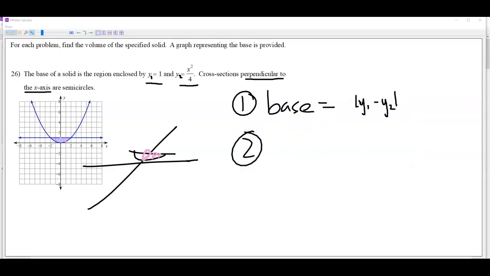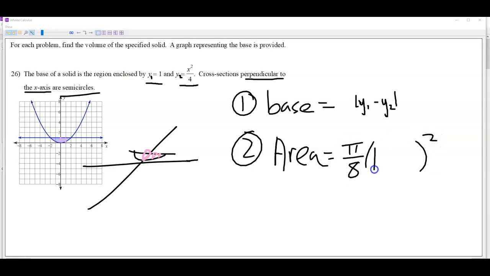and that's where the difference of this question comes into play as opposed to number 25. We're trying to find the area of that semicircle that we're stacking on top of it. Now, I gave you guys a formula for the area of a semicircle. It's going to be pi over 8 times the base squared, and my base is y1 minus y2.